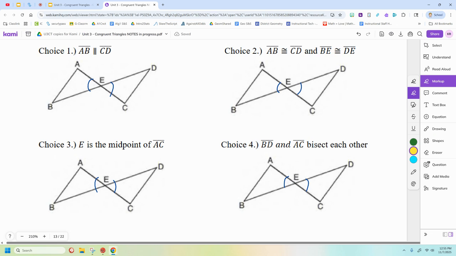All right, so choice 1 says AB is parallel to CD. Well, parallel lines help me get more angles, don't they? So I could get angle A congruent to angle C, can't I? It could be the Z. Could I also get angle B congruent to angle D? Do you guys agree? Okay.